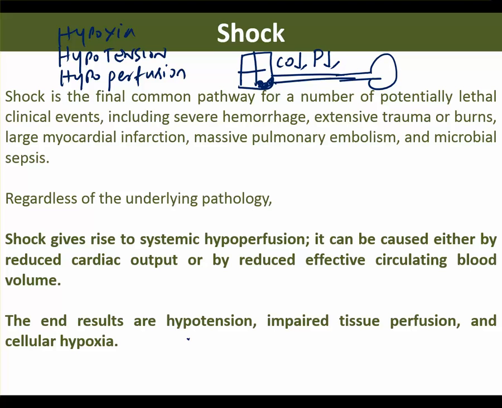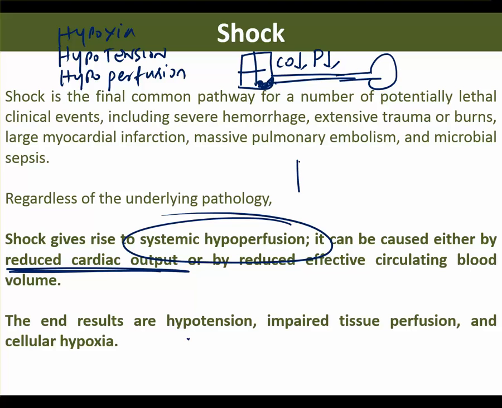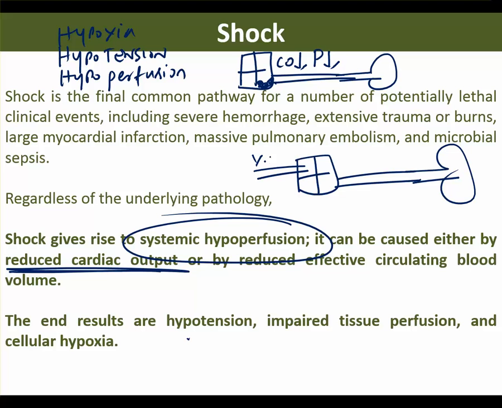So there is systemic hypoperfusion, and it can be due to reduced cardiac output. Okay, now I'll give another example. There is a heart and it is a systemic circulation. I'm taking a kidney as an example, and venous return comes, right? Blood comes from the venous side. This is called venous return. This is called cardiac output.